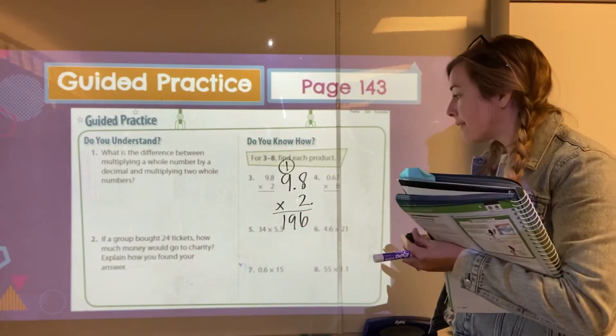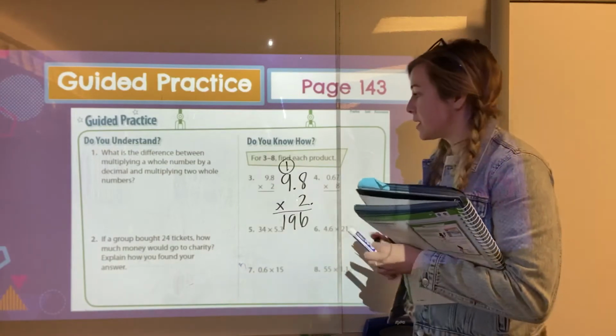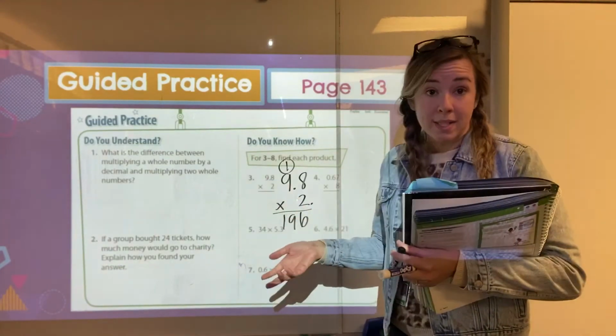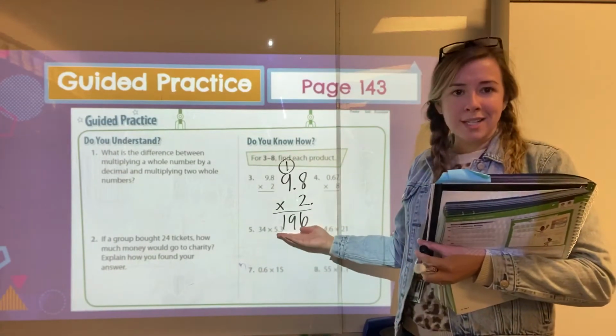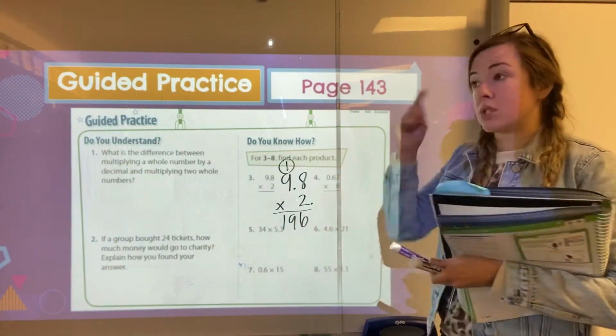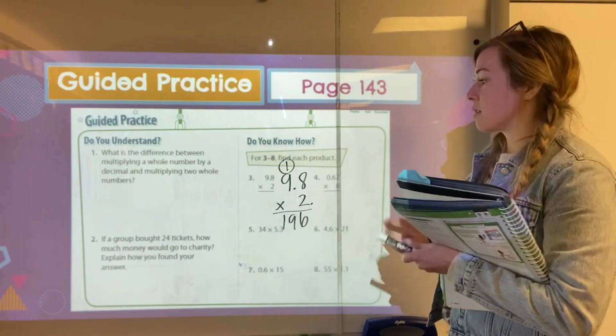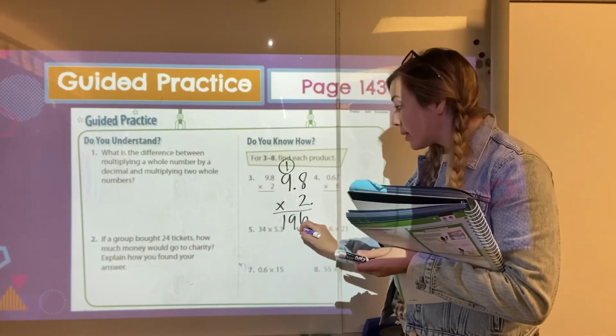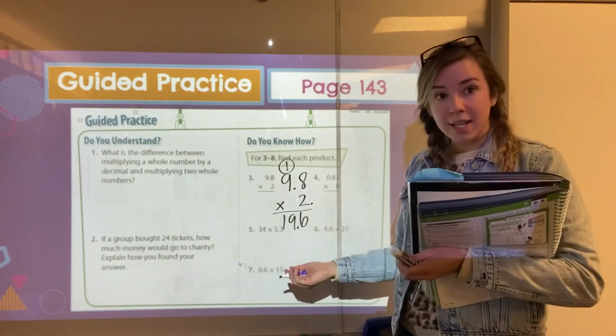And then what you have to check, so this is 9.8, that's almost 10. 10 times 2 would be about 20. If I look at this, 196, you're probably like, Miss Collins, it's not gonna work. So remember, what we have to do is use our number sense. Well, if it's about 20, my decimal's probably gonna go right after my 19, right?